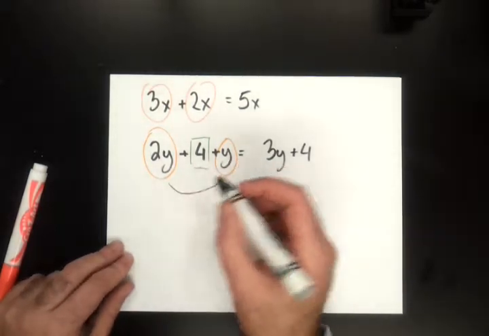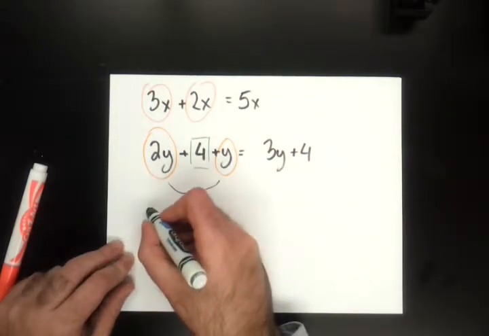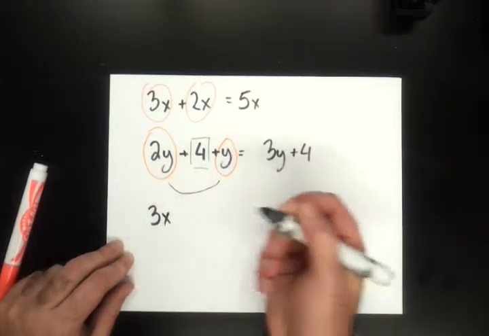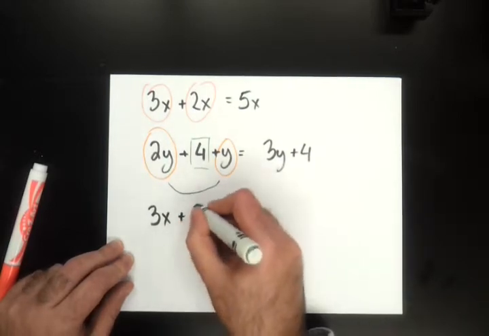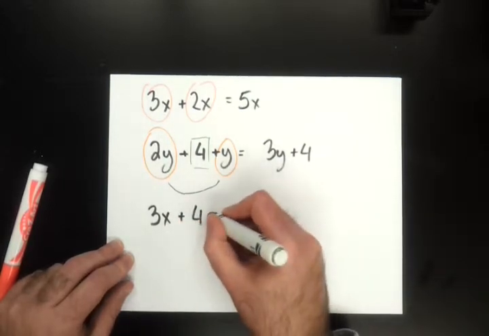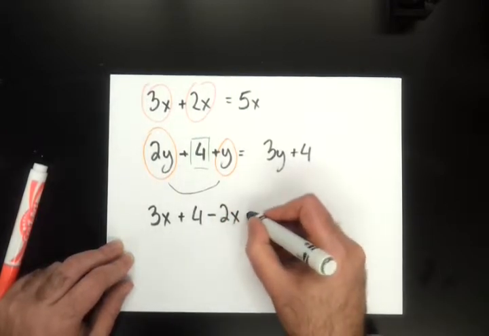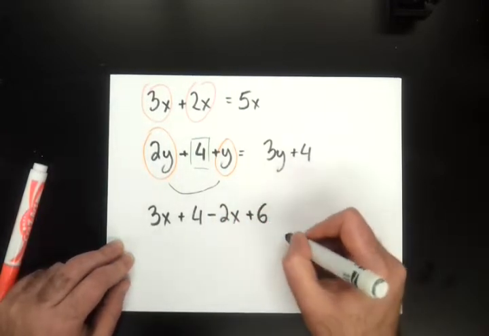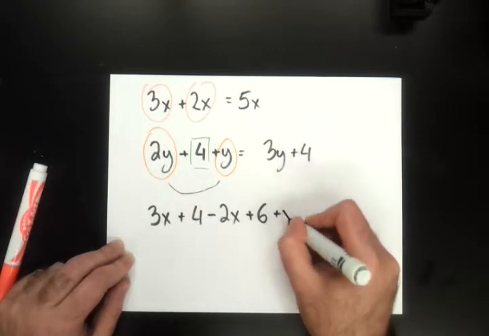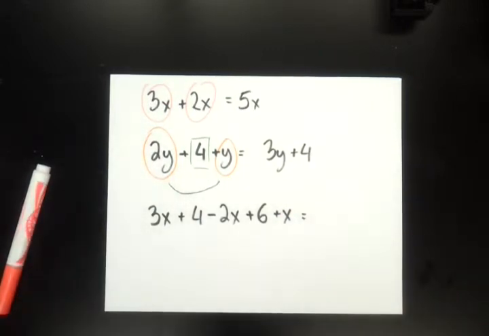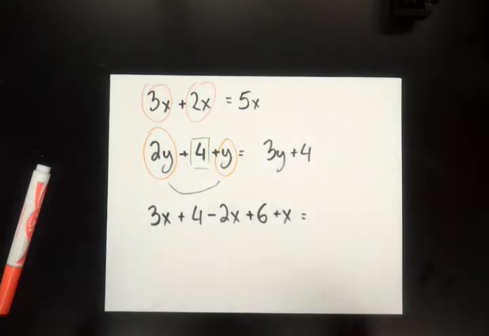Let's have 3x plus 4 minus 2x plus 6 plus x equals. First things first, identify different types of terms.